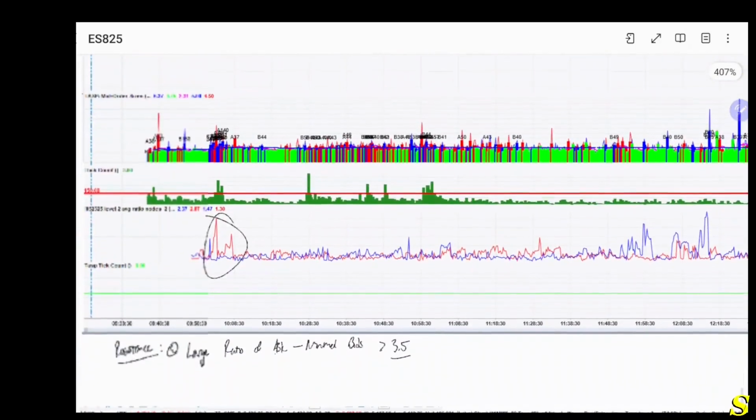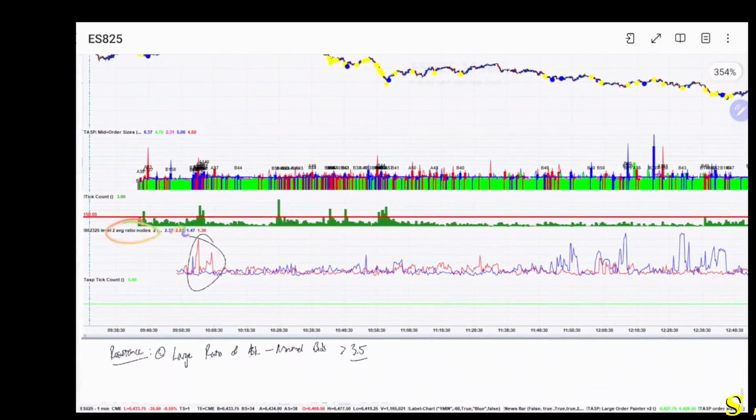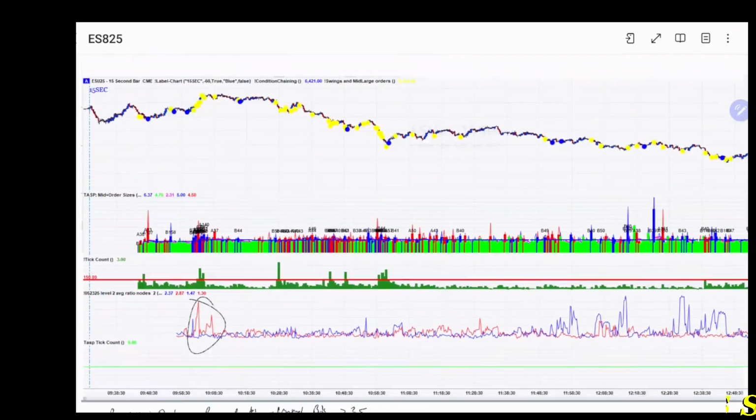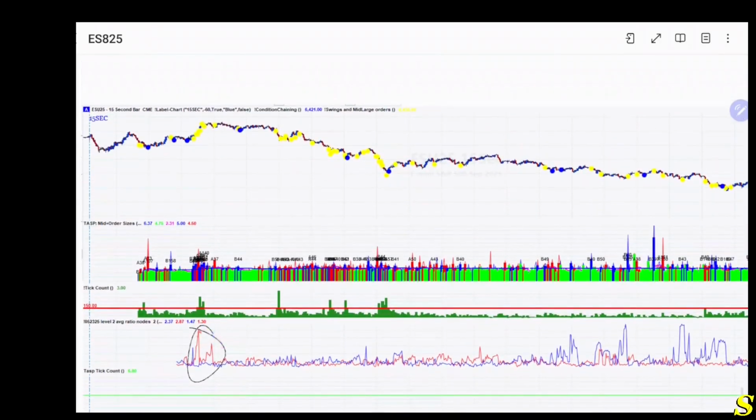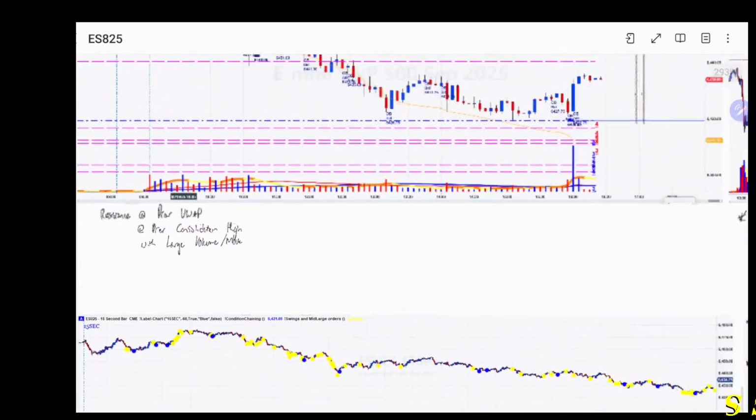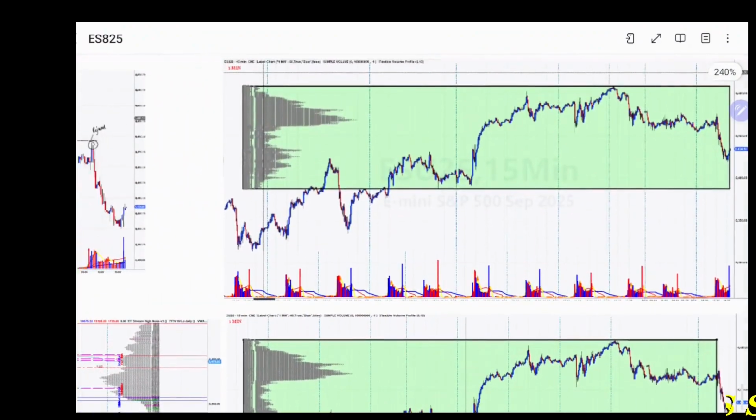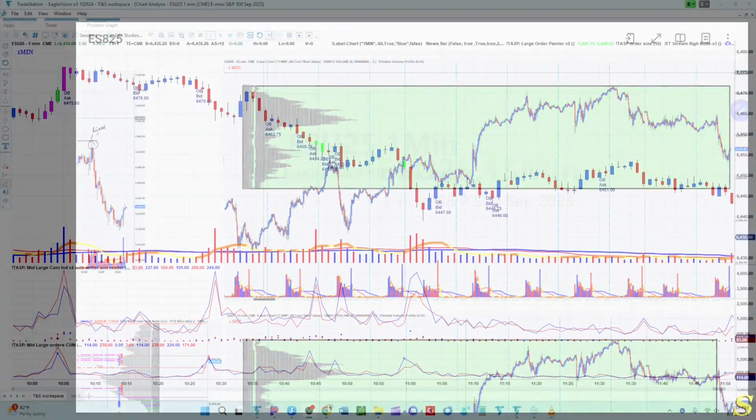This next one here is looking at the average ratio nodes of the level 2. So this is talking about the market depth, right? The market depth is not actual orders that happen on the time and sales. This is what shows up in your level 2, your market depth. What I'm looking at with the average ratio nodes is, let me see if I can pull it up on my other monitor here.